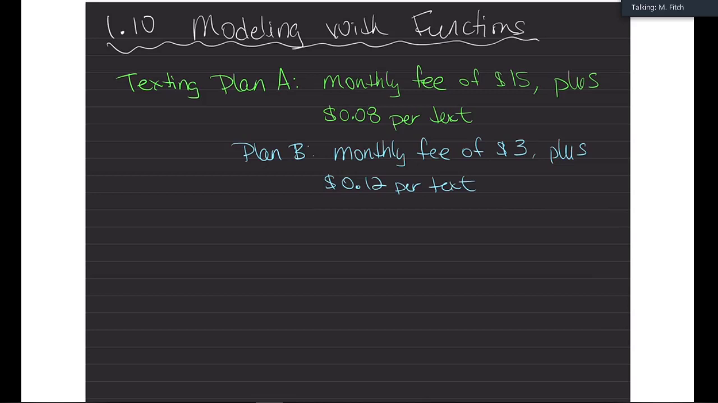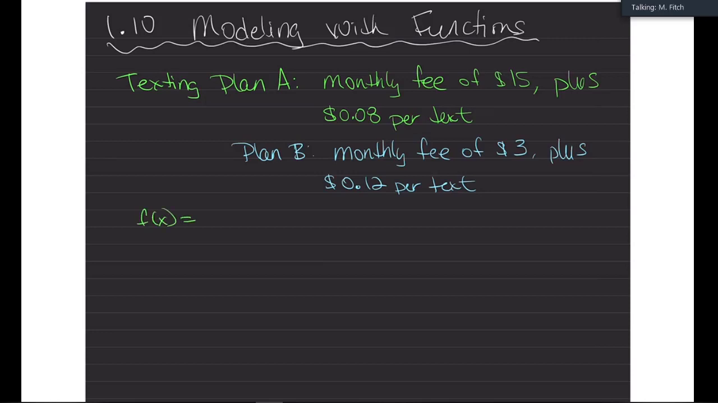So we want to write a function that explains both of these situations, and then figure out the breaking point. There's got to be a magic number, right? It's going to tell you which plan to pick. So first thing we're going to do is start by writing a little function. If we think of our plan A, we'll just call plan A f of x.